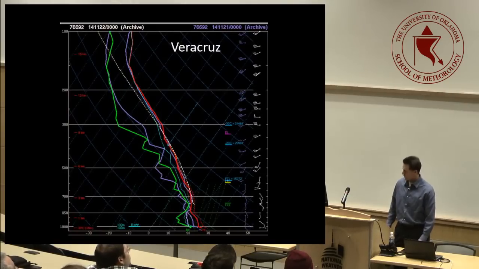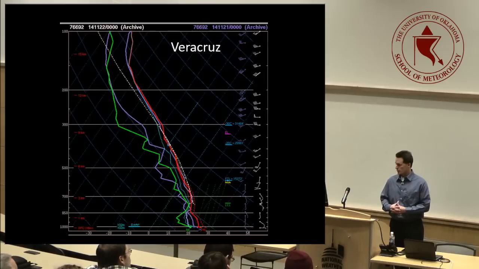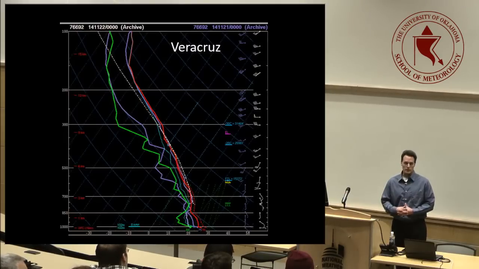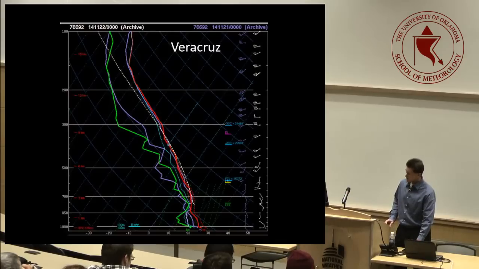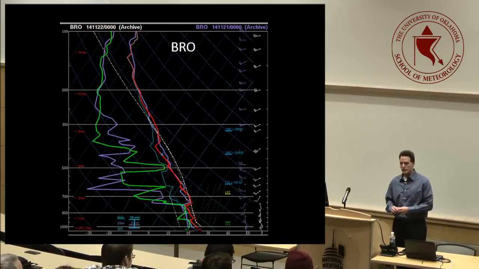Veracruz, interesting drying just off the surface. And this is a good example of why you need to look at the soundings and not just assume. You could say, well, it looked moist yesterday, I don't expect any change. I don't actually have a good explanation for that drying in the layer, but the surface dew point looks like it didn't change from the day before. So unless you look at the vertical profile, you wouldn't necessarily know how important the changes in the moistening were. Brownsville, same sort of thing. There's a lot more complexity now.